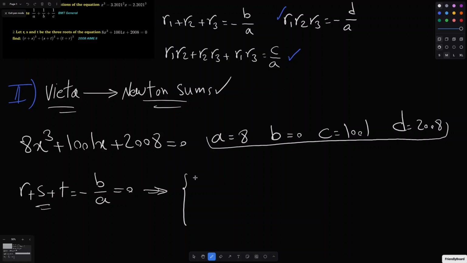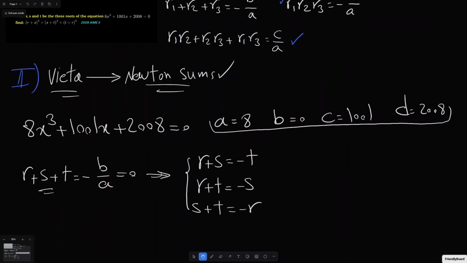How I'm going to do that is like this. I'm going to say r plus s equals minus t, okay? Because this equals 0, right? Then r plus t equals minus s, and s plus t equals minus r. This is what I have.